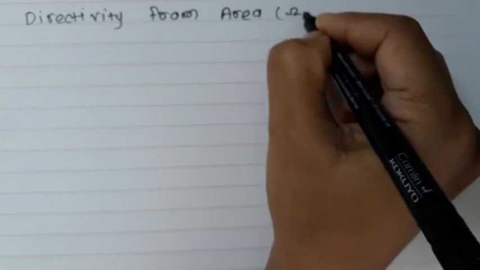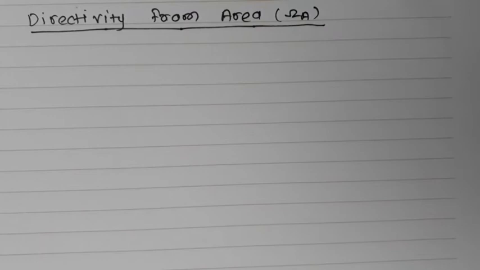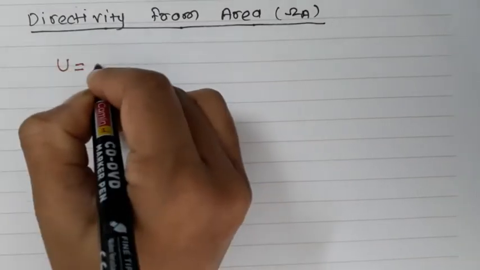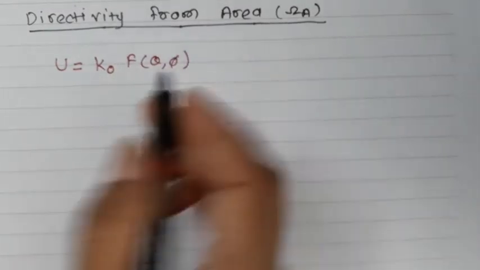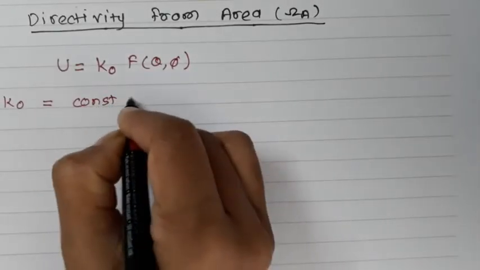now we know how to denote the beam area. Beam area is Ω_A. So directivity from beam area. Now we'll express D in terms of the beam area. For this purpose we have to assume some expression for U. So let us say the radiation intensity is a function of theta and phi, so here we have to assume something. So this will be K0 F(θ, φ), where K0 is nothing but a constant.